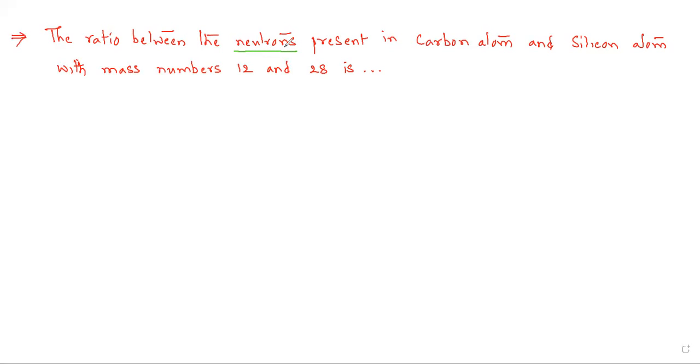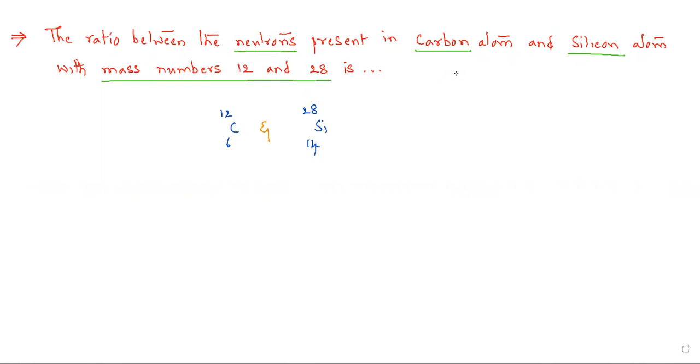They're asking you the ratio of the number of neutrons in carbon and silicon. In fact, they have also given the mass numbers. Of course, we also know the mass numbers of carbon and silicon, but what is the atomic number of carbon? It is 6. And because mass number is given as 12, yes, of course, that is 12. And how about silicon? Atomic number of silicon is 14. Then the mass number is 28. So these are the things given.